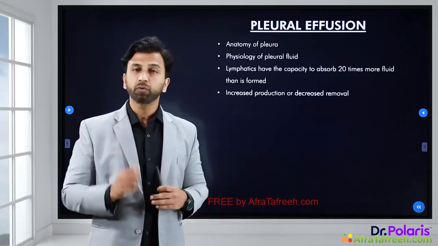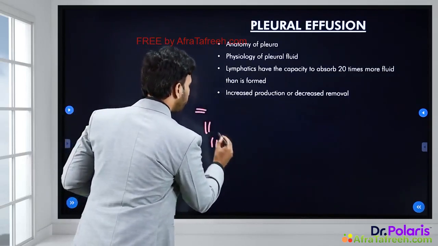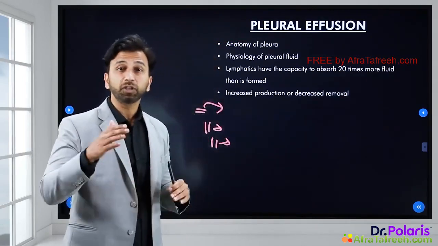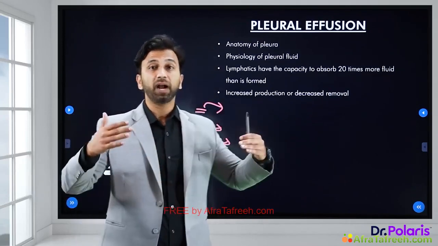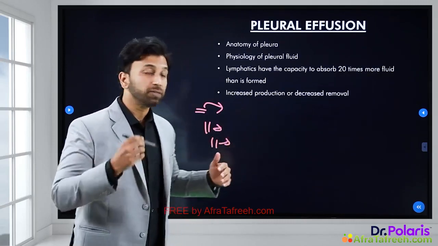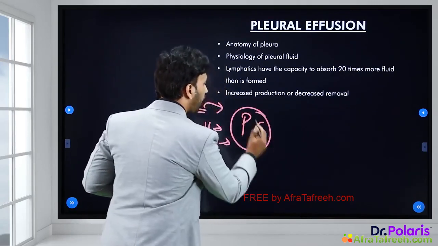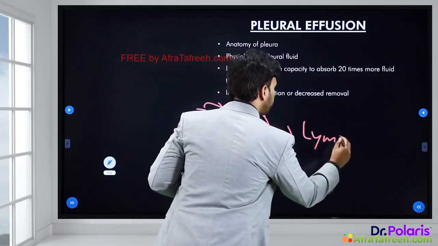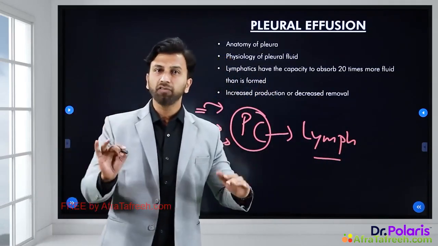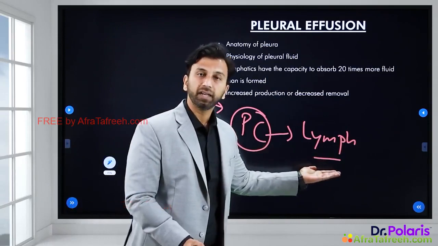Now, this pleural fluid is produced by the small capillaries. These capillaries produce the pleural fluid, which is responsible for reducing the friction when the lungs expand, and acts as a coupling system when the lung expands. Now, this fluid that is produced from the capillaries is absorbed by the lymphatics. The lymph absorbs the pleural fluid. So, a balance is always maintained between the production by the capillaries and the absorption by the lymphatics.